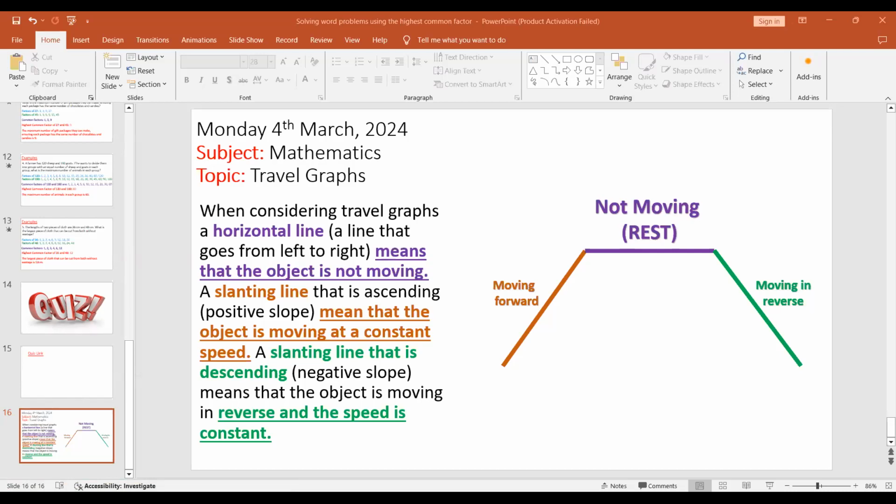Yes, sir. Good. And then what do we mean when the line is slanting but it's downward? What does that mean? It means that the object is moving in reverse and the speed is constant. It's returning to the start, going back to the start where it was.